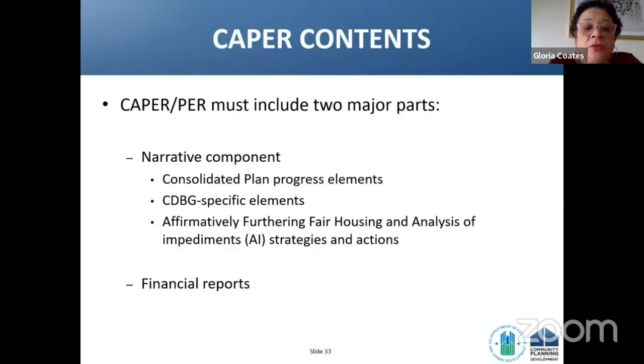Next slide, please. Okay. As you all know, there are two major parts to every CAPER and PER. You have to identify the progress you made on the elements, the strategic goals, and other things like AFFH and analysis of impediments. Also, you have your PR 26 financial reports that you have to submit as well. These reports identify the activities carried out and the amount of money expended on each, and they are also used to determine compliance with the caps.